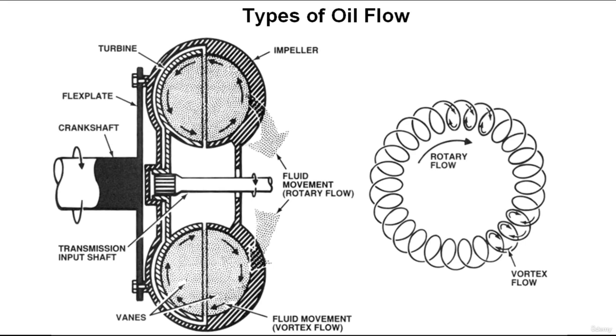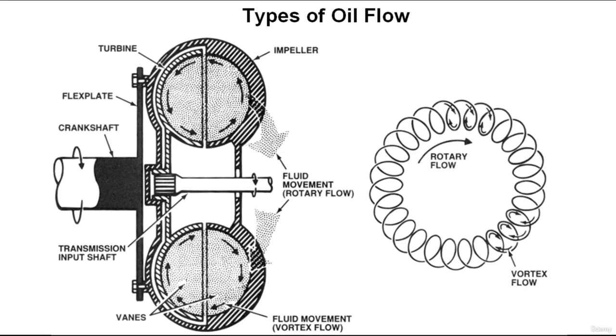There are two types of oil flow inside the torque converters: the rotary and vortex flow. Rotary oil flow is the oil flow around the circumference of the torque converter caused by the rotation of the torque converter on its axis. The vortex oil flow is the oil flow occurring from the impeller to the turbine and back to the impeller at a 90-degree angle from engine rotation.